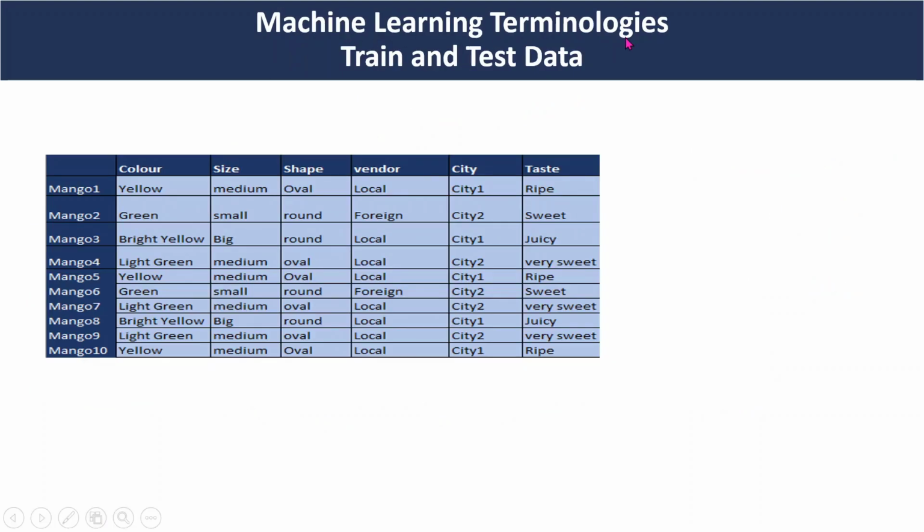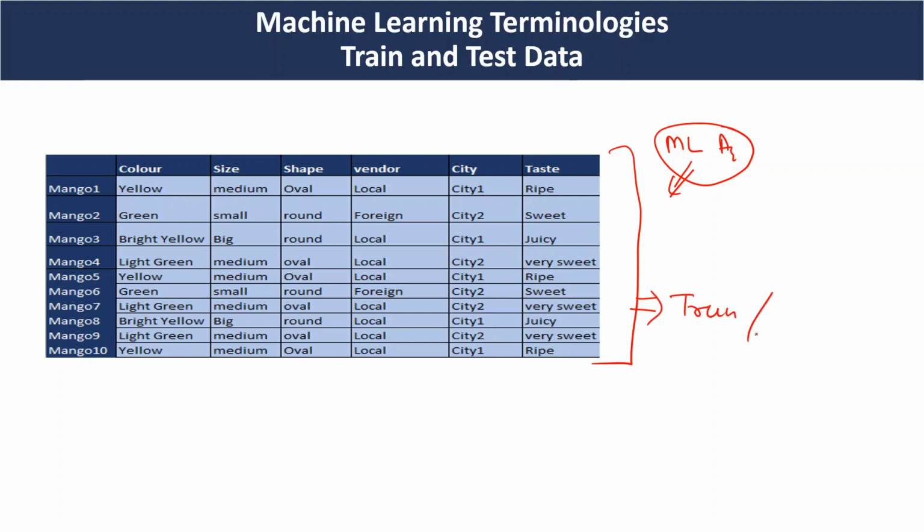Now machine learning terminology: train and test data. What do we do during machine learning modeling? As I told you, we have the machine learning algorithm. This algorithm will be trained on this data. This is the complete data which is provided by some organization or from the client. We have to divide this data into train and test. We cannot divide from here; we have to divide the data by samples.